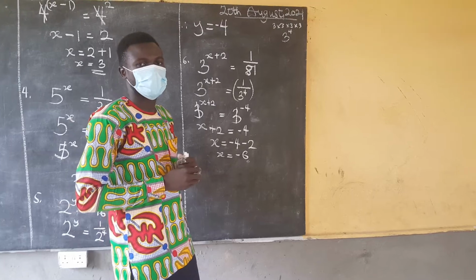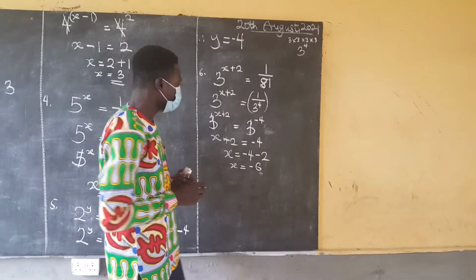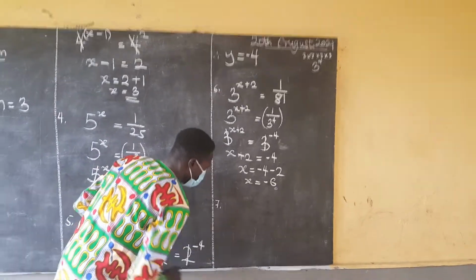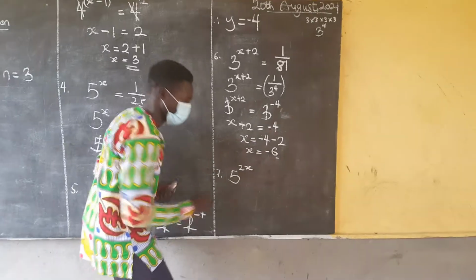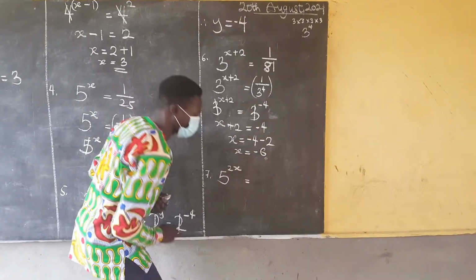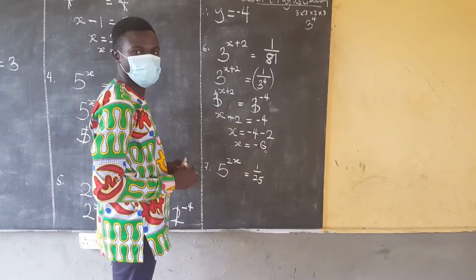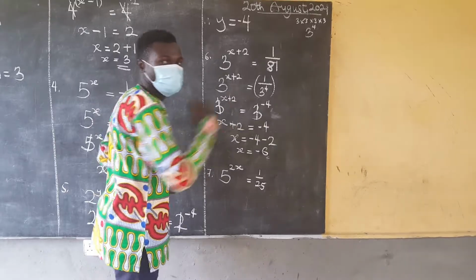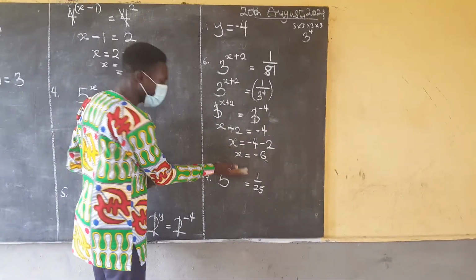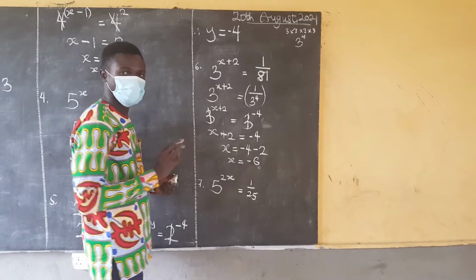Let's look at the last one under this one. Let's say we have number 7. We have 5 raised to the power 2x is equal to 1 over 25. What has changed here is 2x. Good. So how do I tackle an exponent having 2x?